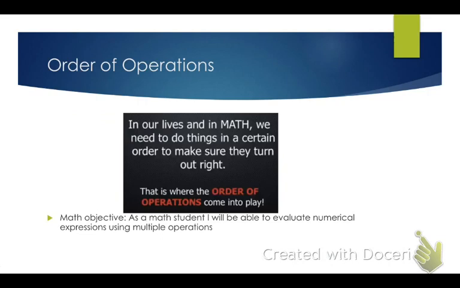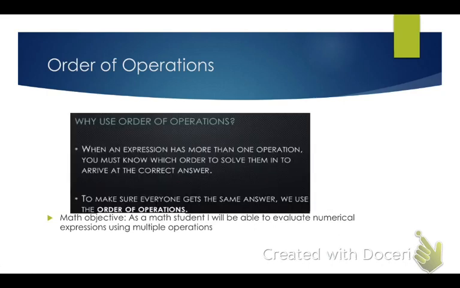Order of operations. In our lives and in math, we need to do things in a certain order to make sure they turn out right. For example, wouldn't it be weird if you put on your shoes first and then your socks? That's just not the way you do it. That is where the order of operations comes into play, not only in math, but in the real world. Do things in specific order.